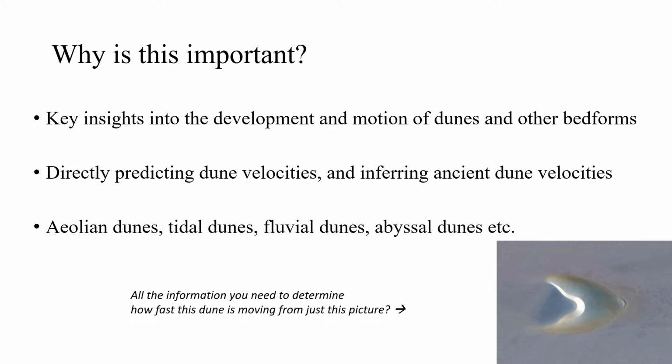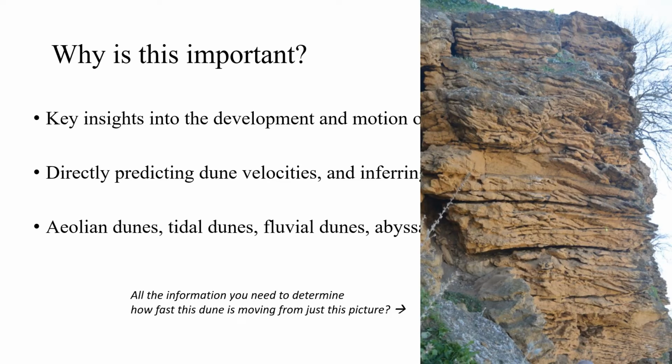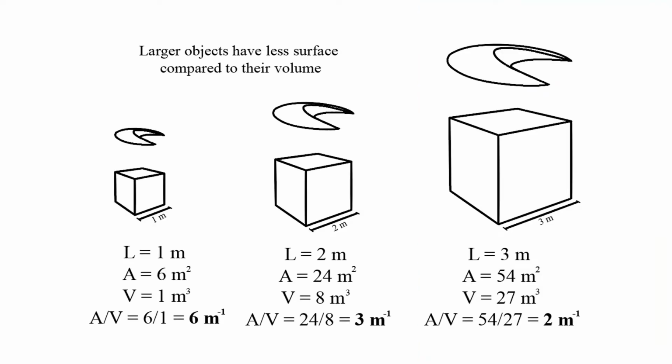And in the last slide, I'm going to try to convince everyone that a single picture, like the one you see in the bottom right now, is enough information to determine how fast that actual dune will be moving. So this is an example of some tidal dunes that are stacked. It doesn't matter if it's tidal or aeolian or whatever, it's all going to be stacked dunes, right?